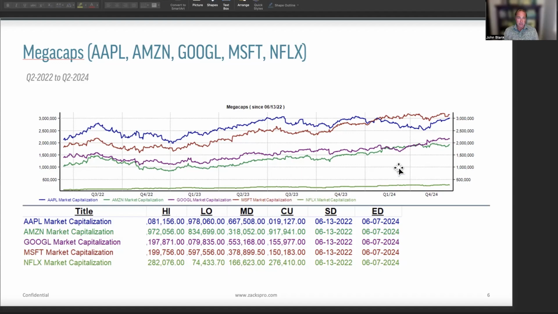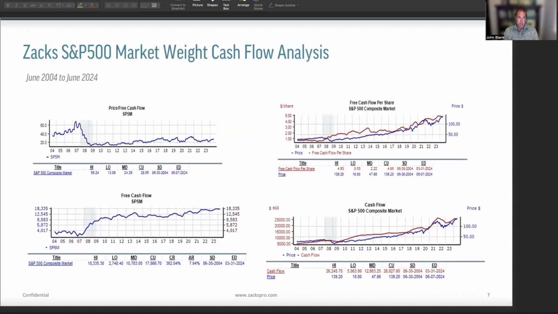Keep in mind, this is the story of the major indices and where the profits, of course, have been. Okay, so we're going to get into price to cash flow valuations. This is over the last 20 years. I just want to point out some interesting things here. Free cash flow is continuing up, and it's holding up at a very reasonable pace.